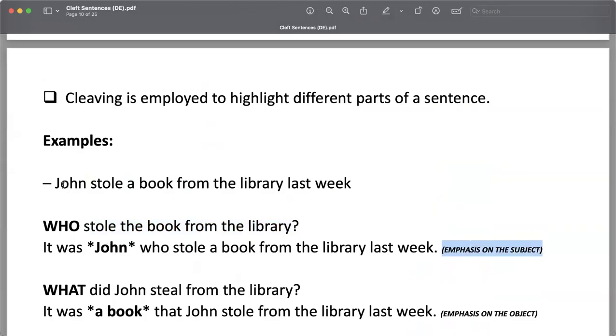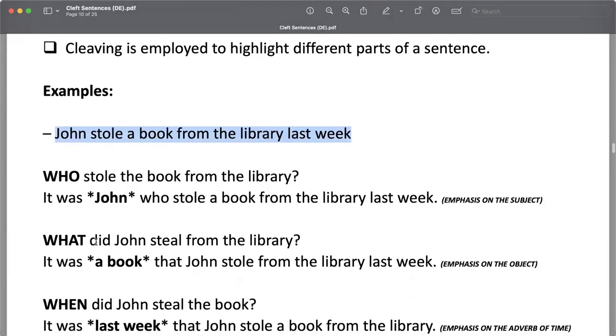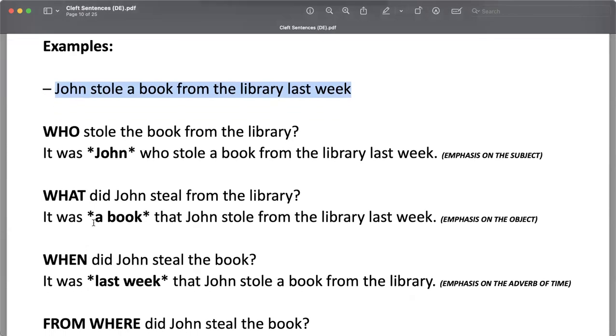When it comes to this one, John stole a book from the library last week, we can ask a question: who stole the book from the library? So we can emphasize the subject, the one who did this theft. Like, it was John who stole the book from the library last week. If we need to focus only on the object, we can ask a question like this: what did John steal from the library? It was a book that John stole from the library last week.